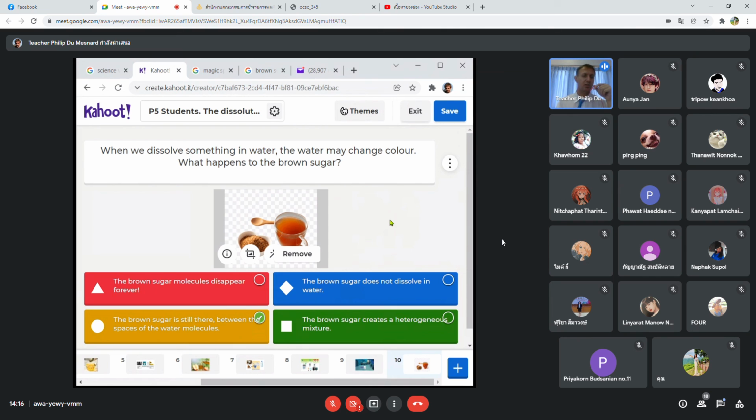So actually the sugar is still there. It's between the spaces of the water. That's why if you taste the water, you will see the water is sweet. So the taste of the water is now different. So the sugar is not gone. It's just in the water and it's mixed very, very well with the water. And if you evaporate the water, you can have the sugar again.